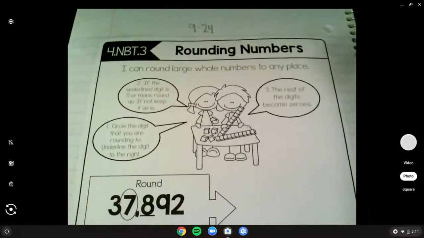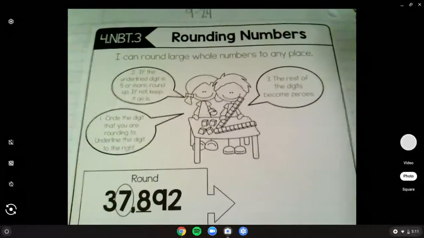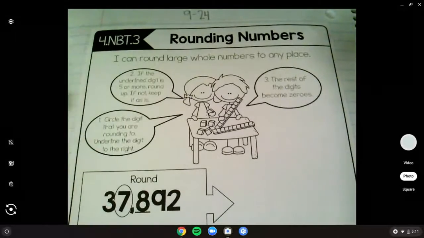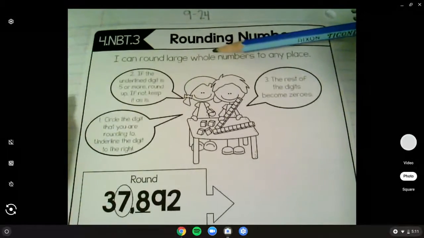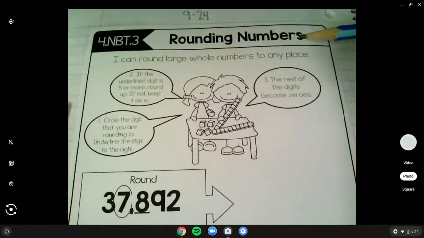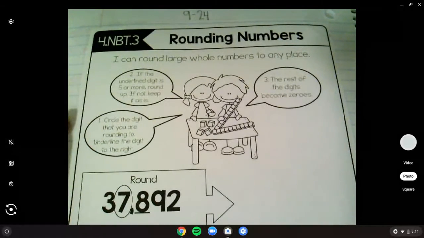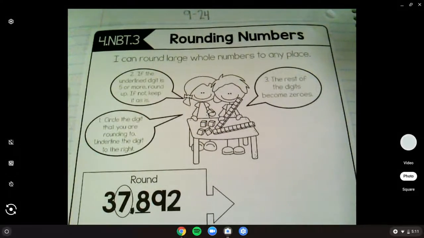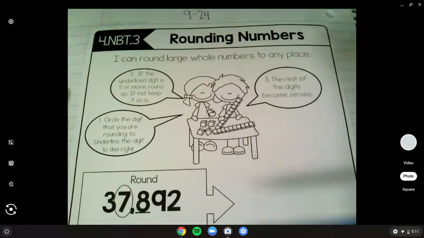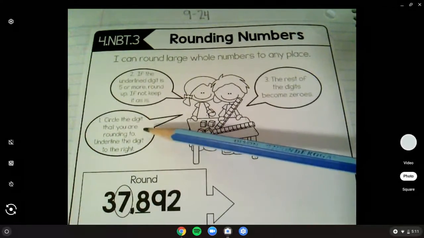Today is 9/24, and we're gonna get started with rounding numbers. By the end of today, you'll be able to round large whole numbers to any place. We know all the way up to the millions. We can do it all the way up to the millions if we want to. So there's a couple different steps. We're gonna start down here with number 1.